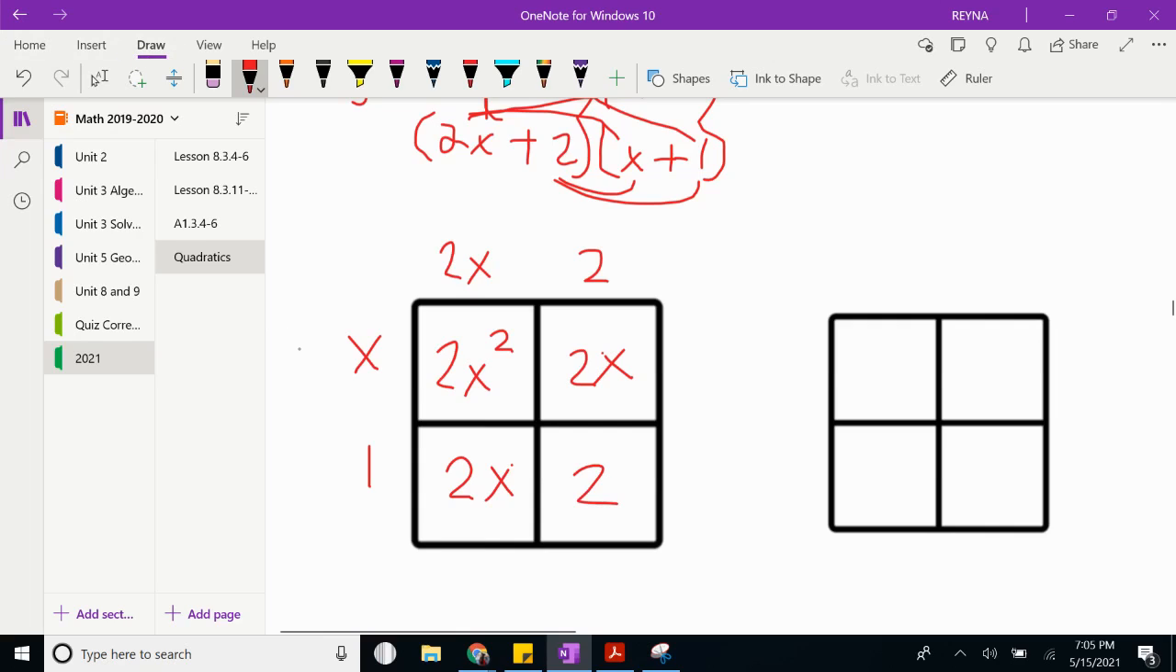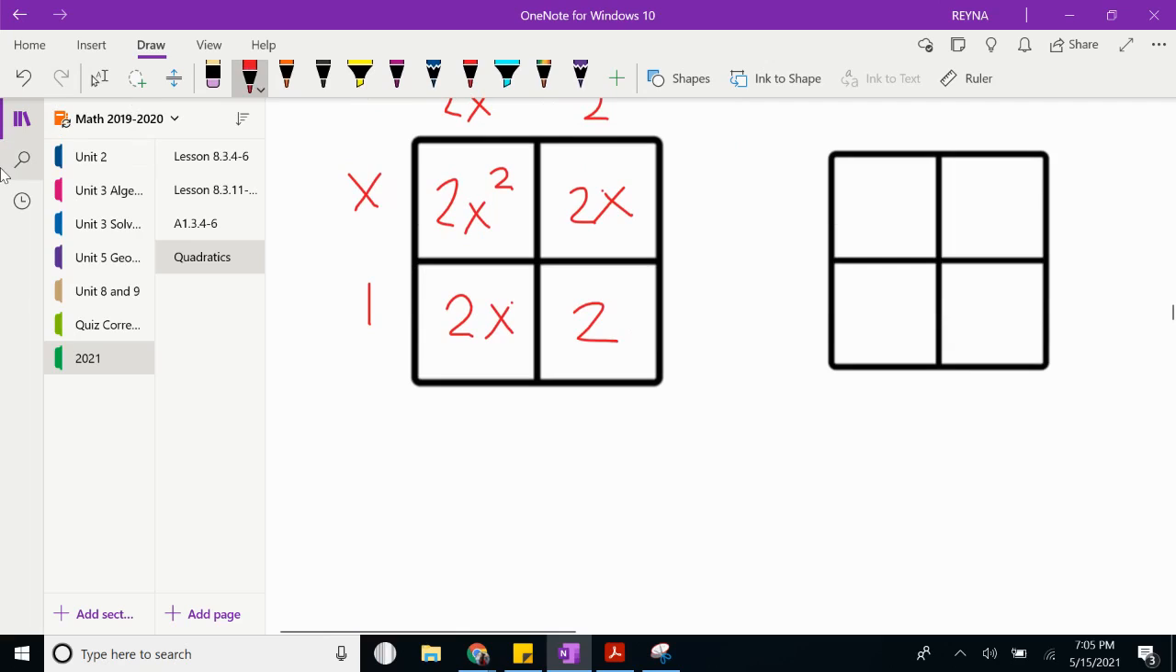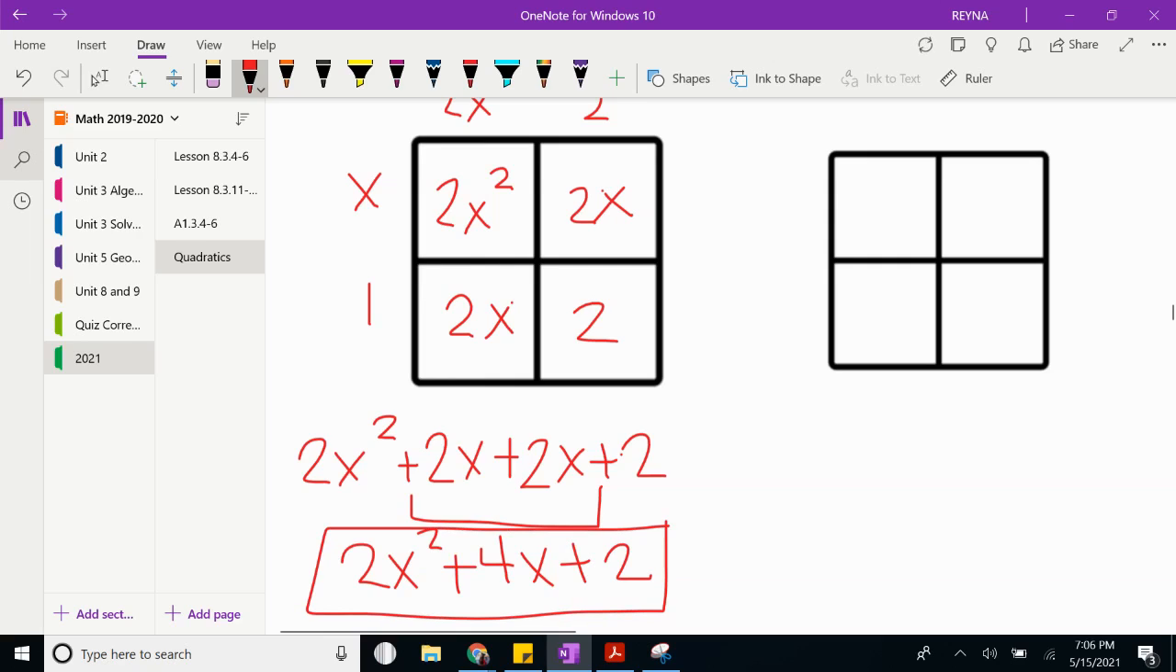So now we can write all of these terms right below it. Everything inside our box we'll write down. So we got 2x squared plus 2x plus 2x plus 2. And then these are like terms, so we can put them together. So my final simplified answer in standard form would be this. So what did we do? We just took our equation that was in vertex form and we turned it into standard form.